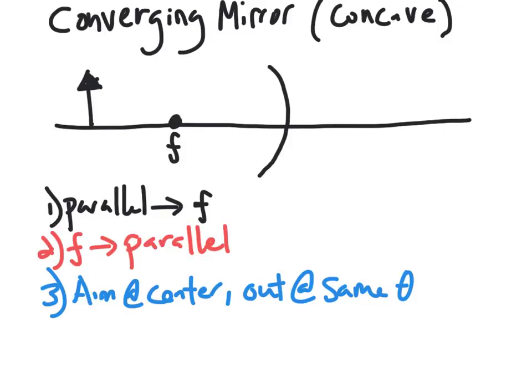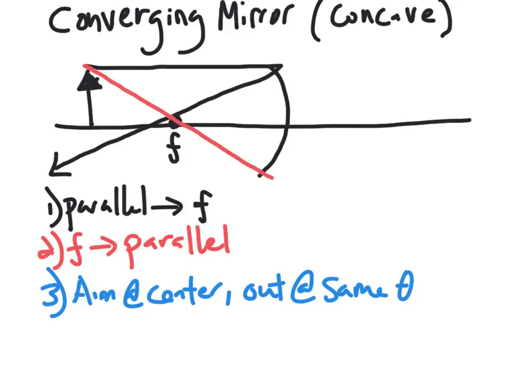So the three rays are, the first one is you go parallel and then come down through the focal point, just like with the lens. I can't draw on it, it didn't go through the focal point, but whatever. And then the second one is the opposite of the first one. So if I go through the focal point, it'll come out parallel.